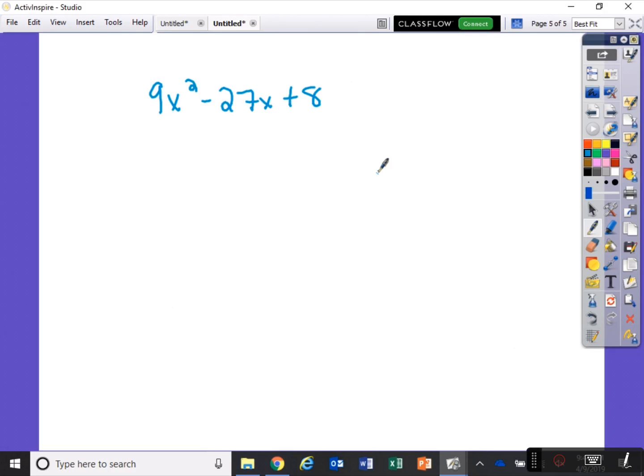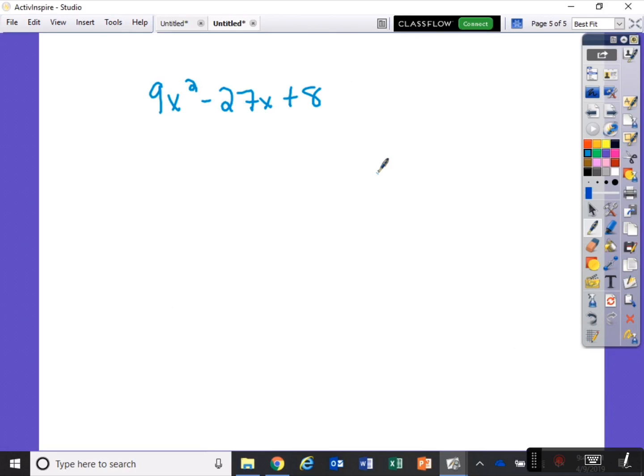Now, the other 3 problems we did, the first one, the front number was a 5. The second one was a 3, and the third one was a 7. What do those numbers have in common? They're all odd numbers. They're all prime. Is 9 prime? No, this is when we have a composite number.